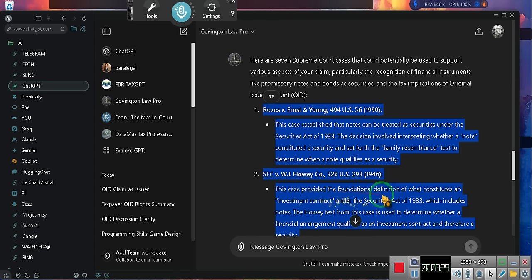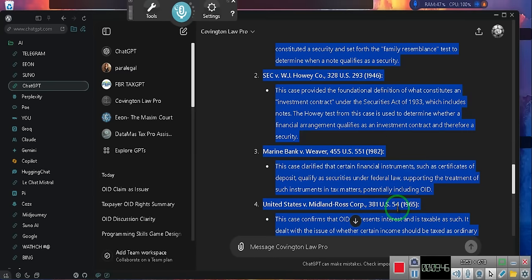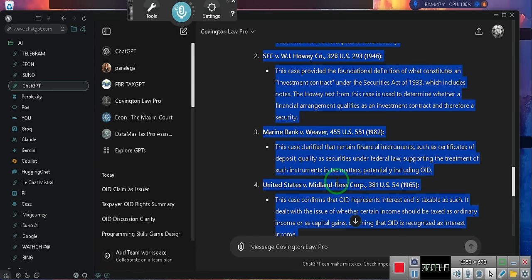This case provided a fundamental definition of what constitutes an investment contract under the Securities Act of 1933. No, it's not the Securities Act of 1933. This is the Securities and Exchange Act. It's the Howey test. That's the Securities and Exchange Act. In this case, it defines certain financial instruments such as certificates of deposit, classified as securities under federal laws.